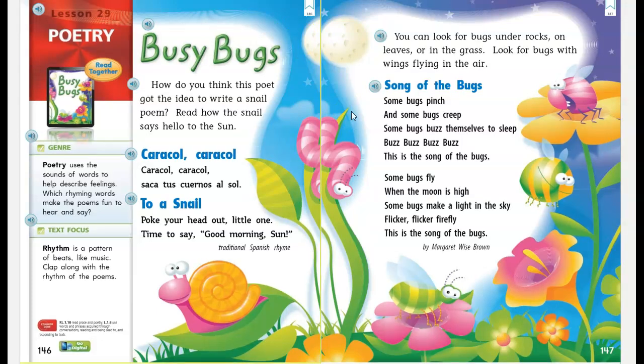We talked about how our text focus is rhythm. Remember that rhythm is a pattern of beats like music. We can clap along with the rhythm of the poems. There are different rhythms that people can find. One rhythm that we can clap to our poem, Song of the Bugs, can go like this. If you clap at this speed, we can say the poem pretty fast to keep up with the rhythm.